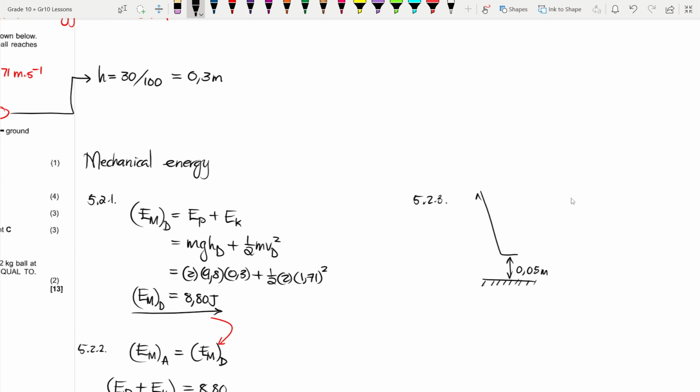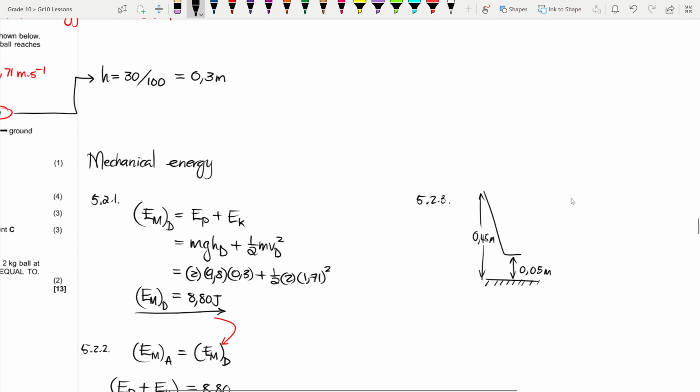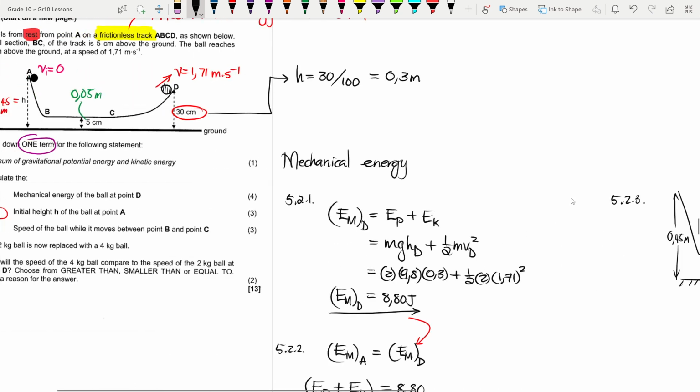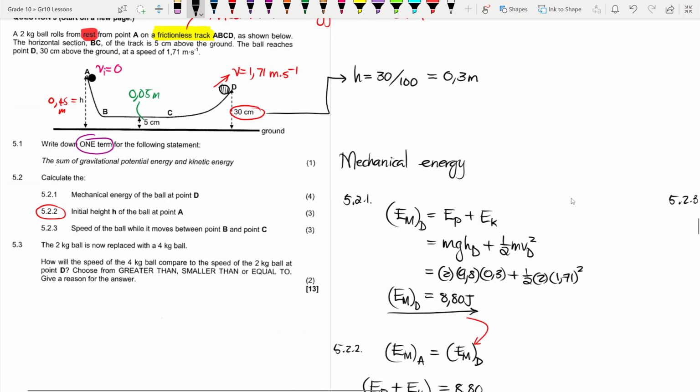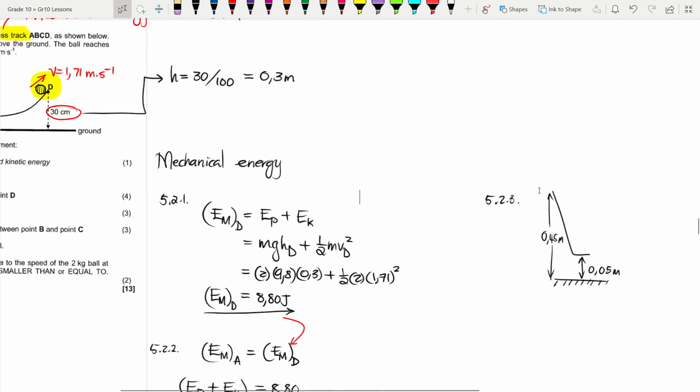So what is the EM at point A? At point A, it should be mechanical energy 8,80 joules. Since it's going to be the same for any point, we found the EM at D, and that should be exactly the same as the one at A and also at B and C. So I got 8,80 joules when I was calculating. Thank you, sir.